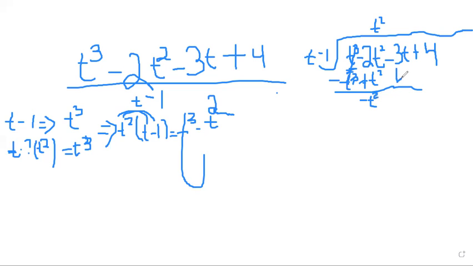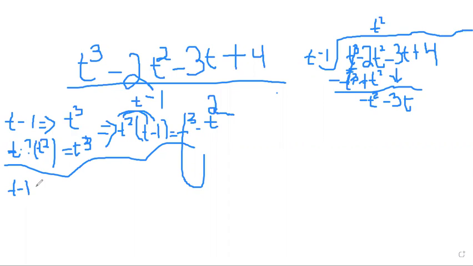Bring down the next term, minus 3t. All right, so as we continue the process, again, negative 2t squared, a positive t squared, becomes a negative 1, which we just write as t squared. And then again, we bring down the negative 3t. So we're going to do this whole process again. What is my divisor? t minus 1. So I'm going to write t minus 1.